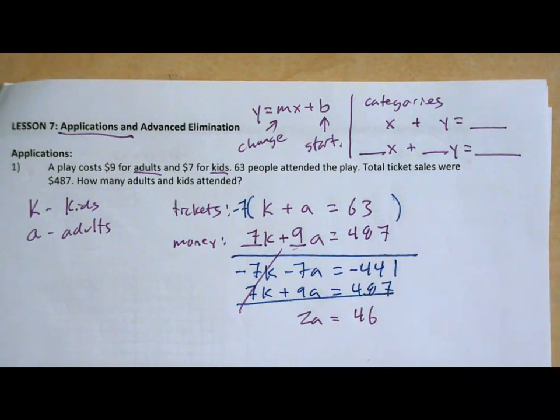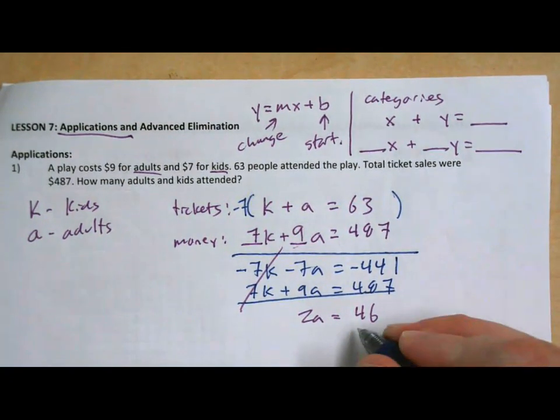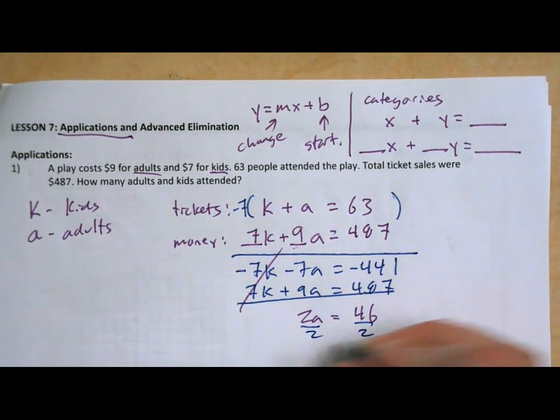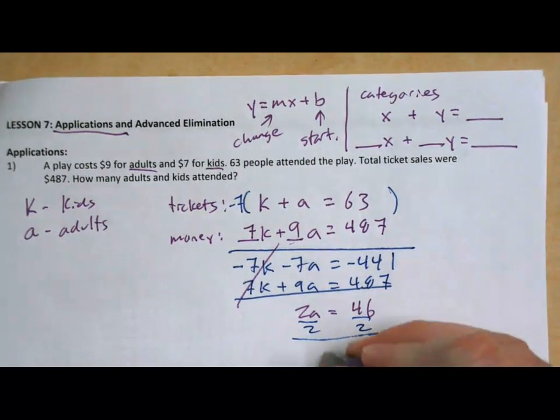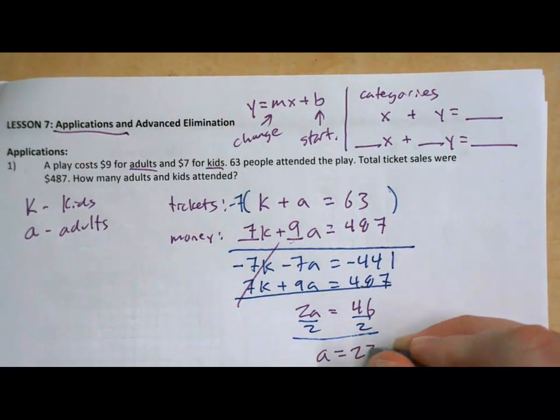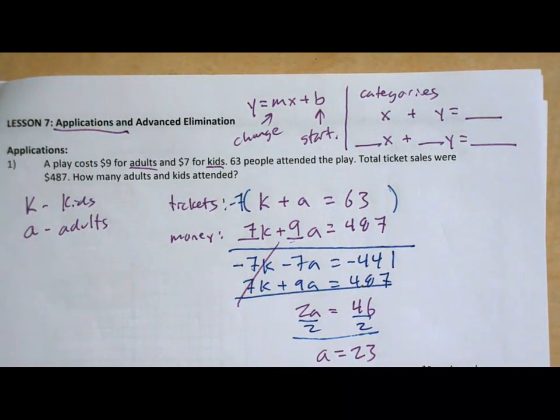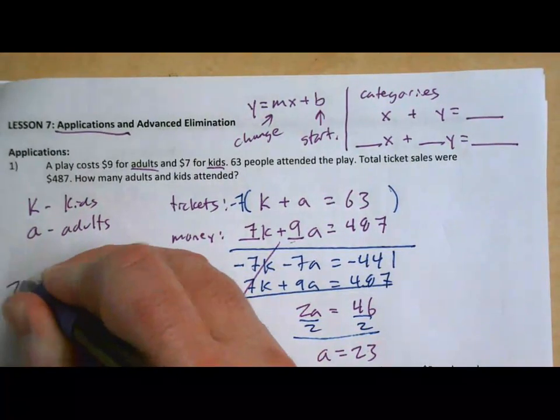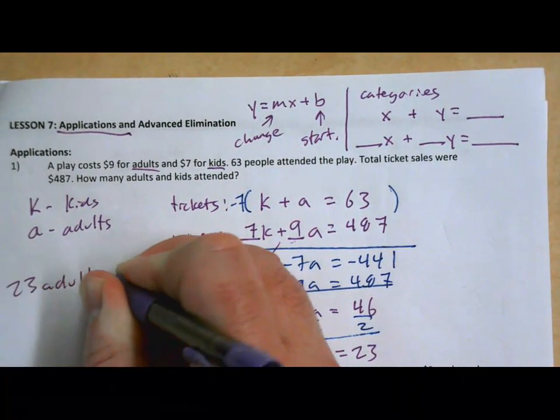Cool. That'll divide by 2 pretty easily. A equals half of 46, which is 23. 23 adults, right? That's what A is. 23 adults.